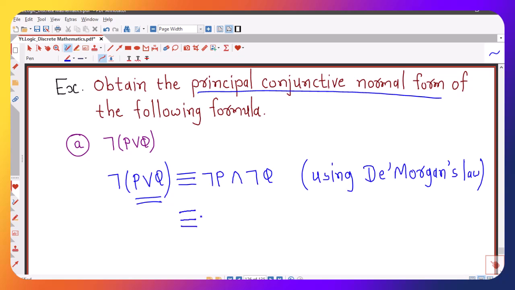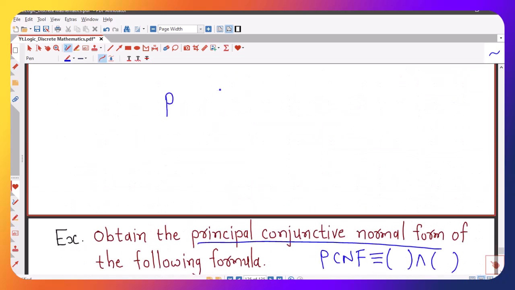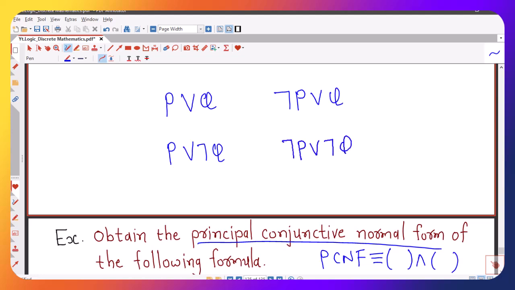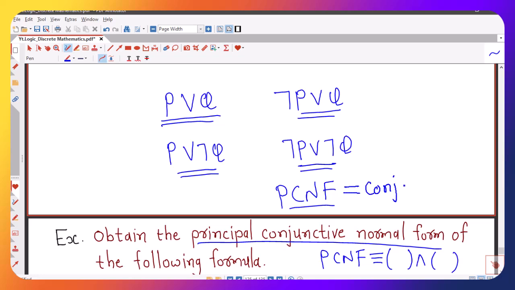Now we want to write down principal conjunctive normal form, and we know that principal conjunctive normal form is nothing but conjunction of max terms. And what are the max terms for two variables? If you recall, for two variables we have these four possible max terms: p or q, p or negation q, negation p or q, and negation p or negation q. And if we take conjunction of all of these max terms, then that conjunction is our principal conjunctive normal form. So in short, PCNF is conjunction of max terms only.